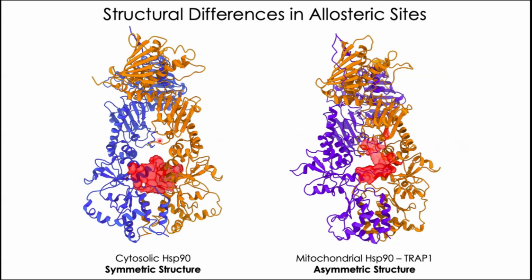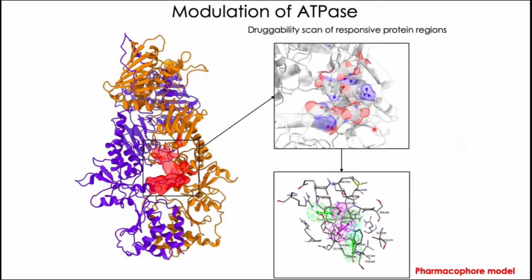In one case, the site is completely asymmetric. In the other case, the putative site is completely symmetric. So we scanned the site on TRAP1 with these pocket finding algorithms, SiteMap and others, to obtain a consensus, and then we built a pharmacophore model complementary to the functionalities presented by the amino acids in the identified site. And we used this pharmacophore model to screen for small molecules, fragments, or drug-like molecules in databases that had them available to purchase.